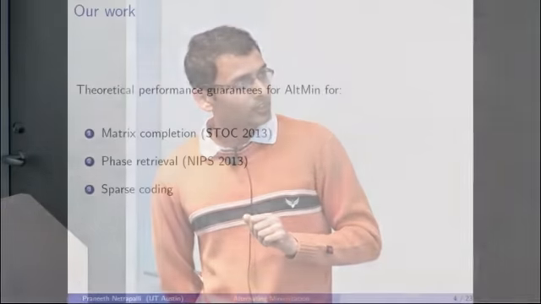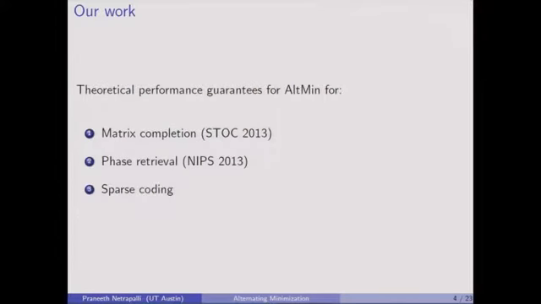Our work establishes theoretical performance guarantees for alternating minimization in three different settings. The first one is matrix completion, which is what I just mentioned. The second one is phase retrieval. This arises in optics, crystallography, and more physics sort of fields, where we can observe magnitudes of linear measurements, but we do not measure the phase information. So we want to recover a complex vector using linear measurements, but we only observe the magnitude, but not the phases of the measurements. And the third setting is the sparse coding problem. I'll explain this problem in detail later.